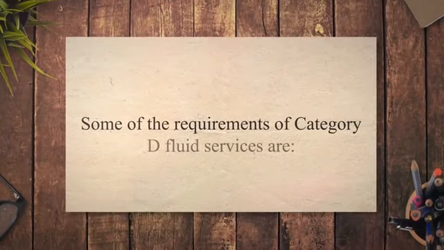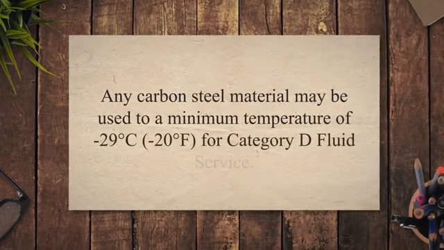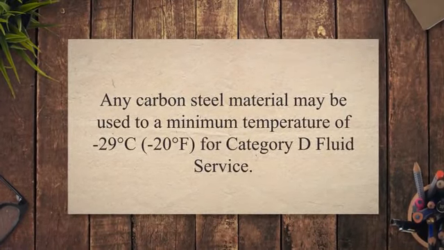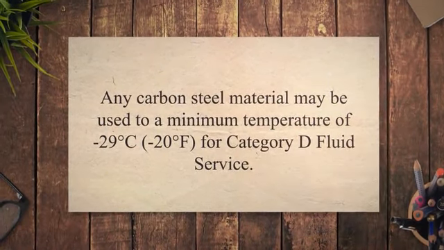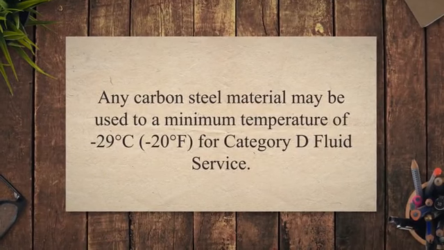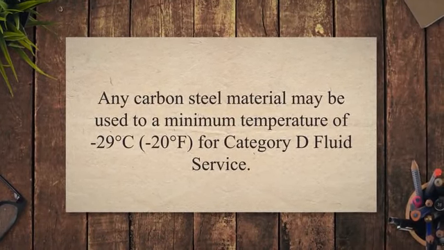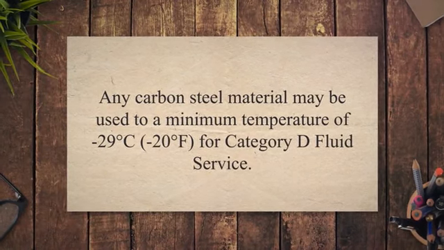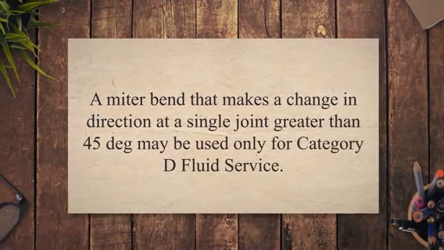Some of the requirements of Category D fluid services are: pipe material API 5L Grade CW, ASTM A53 Type F, and ASTM A134 can be used for Category D fluid services. Any carbon steel material may be used to a minimum temperature of -29 degrees Celsius, -20 degrees Fahrenheit, for Category D fluid service. A miter bend that makes a change in direction at a single joint greater than 45 degrees may be used only for Category D fluid service.